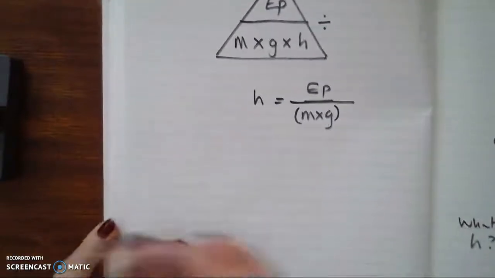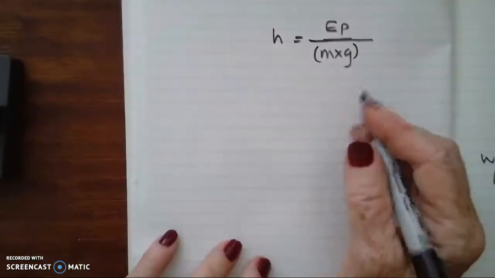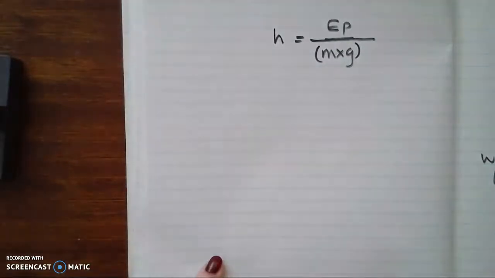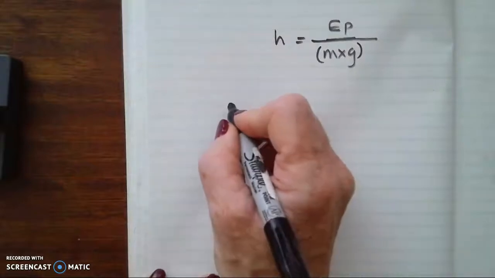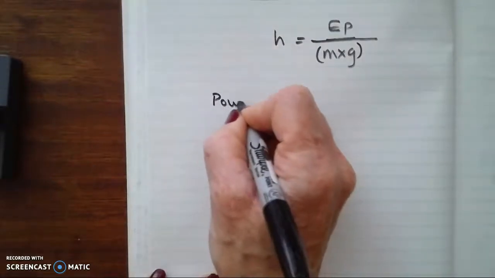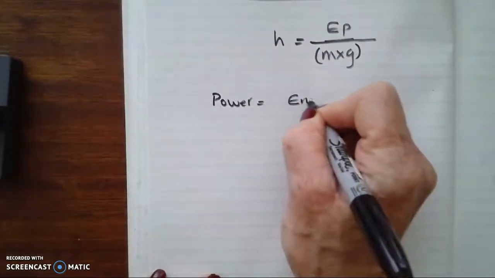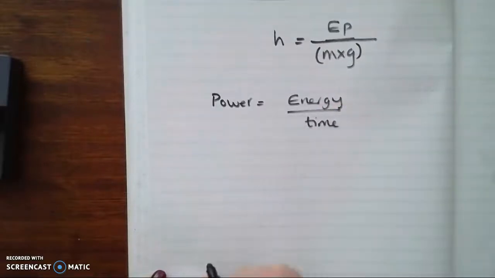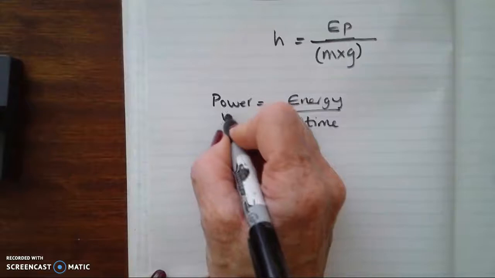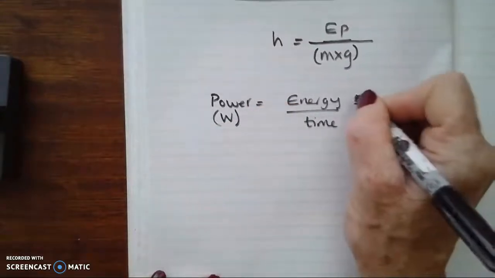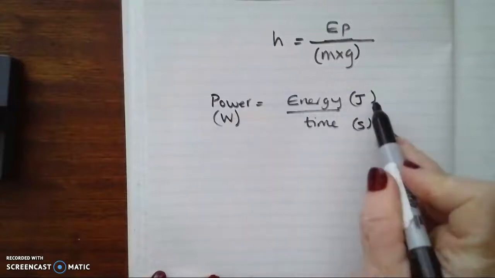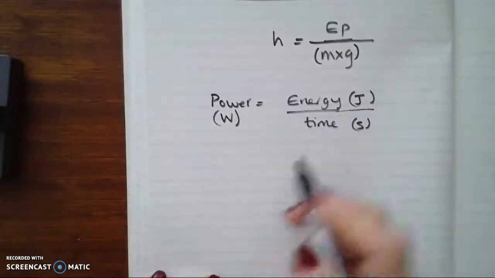Alright, something slightly different if you have an equation that already has a dividing line in it, so I'll just explain that. For this one, let's look at the power equation. Power equals energy divided by time. Now, you haven't met this one yet, but power is measured in watts, energy is measured in joules, and time is measured in seconds. A watt is a joule per second, so that's where we get that from.